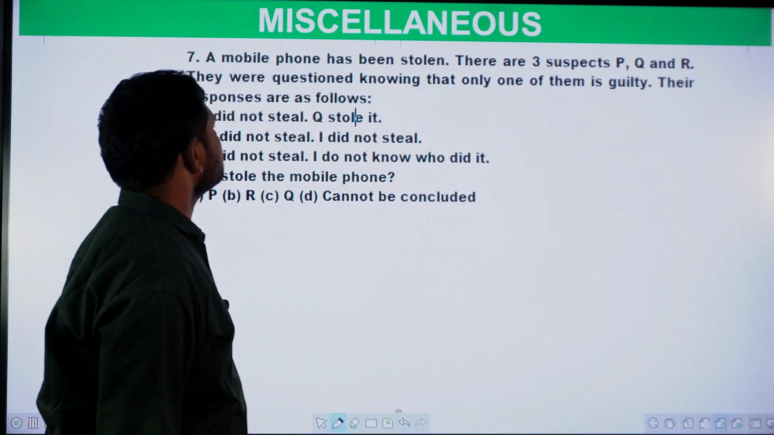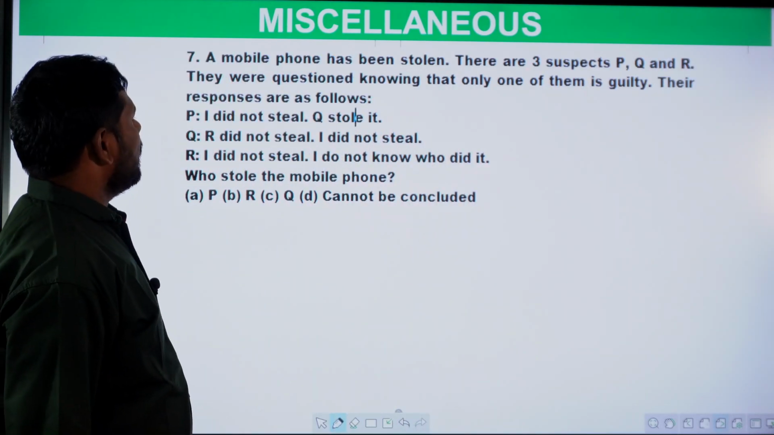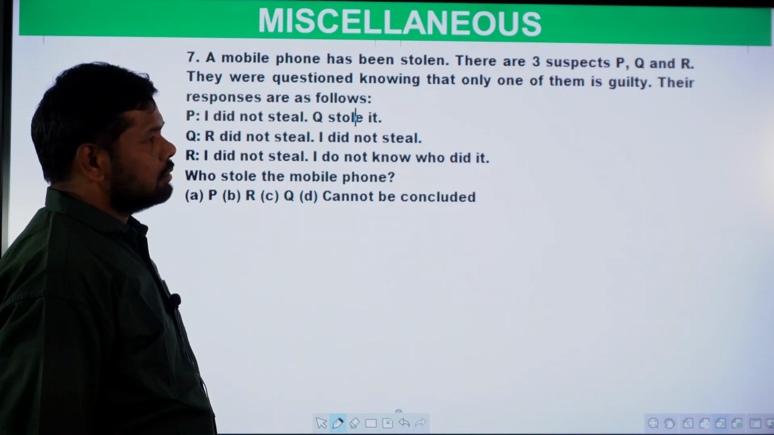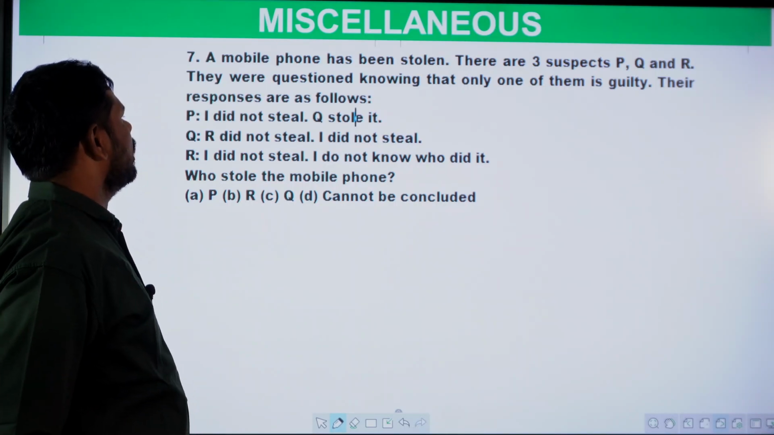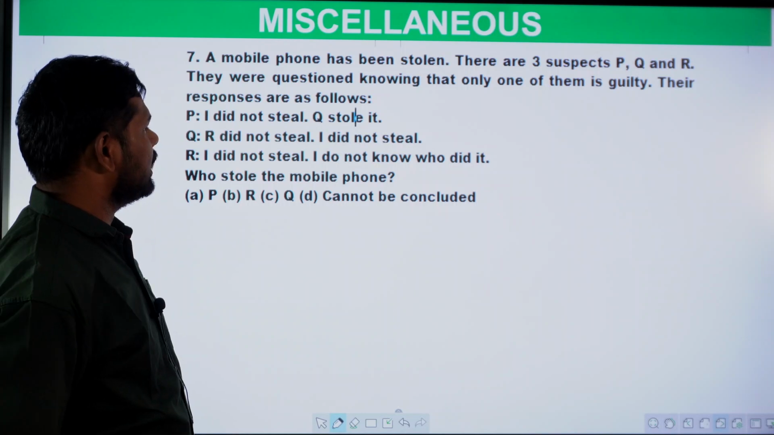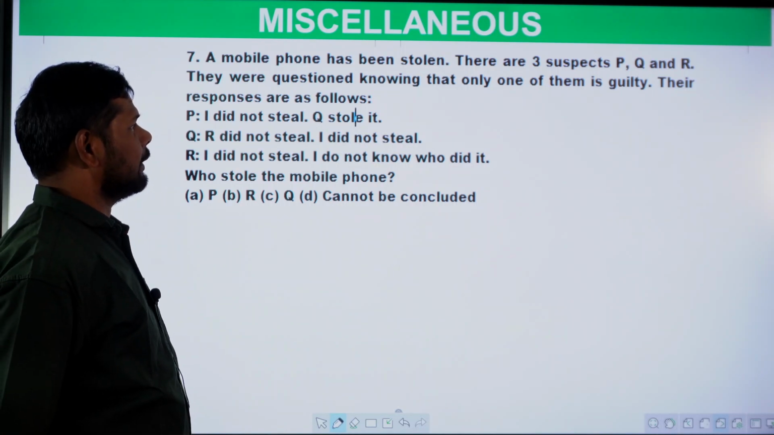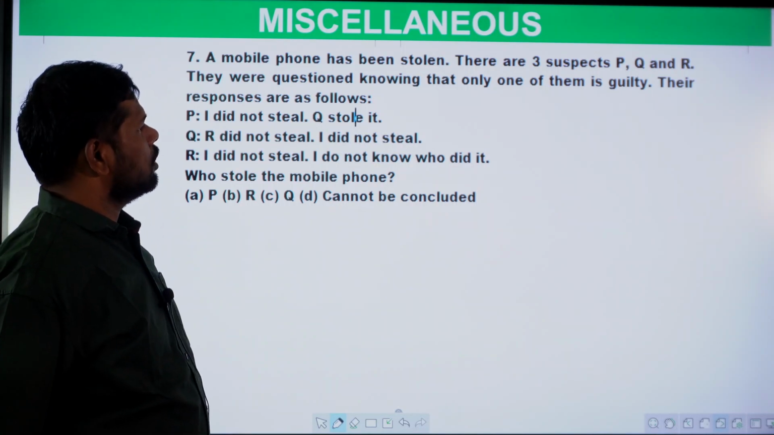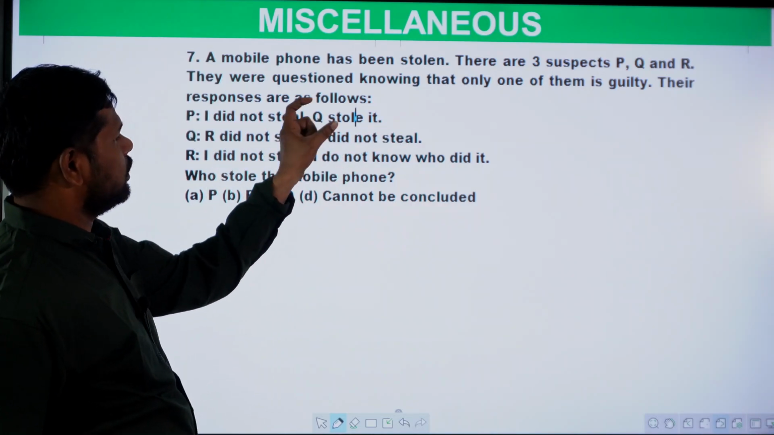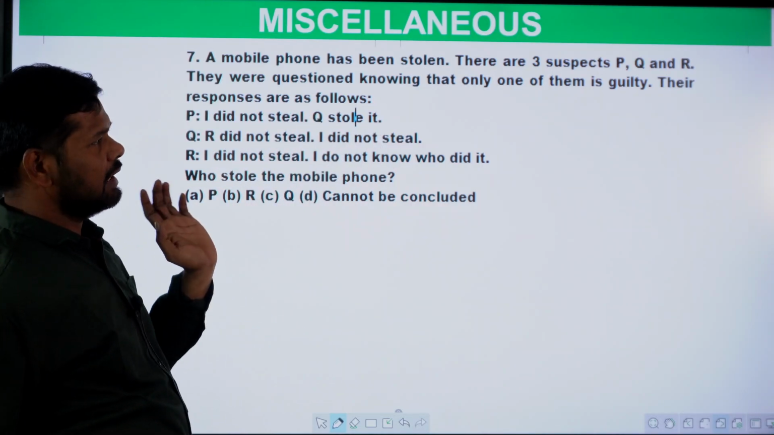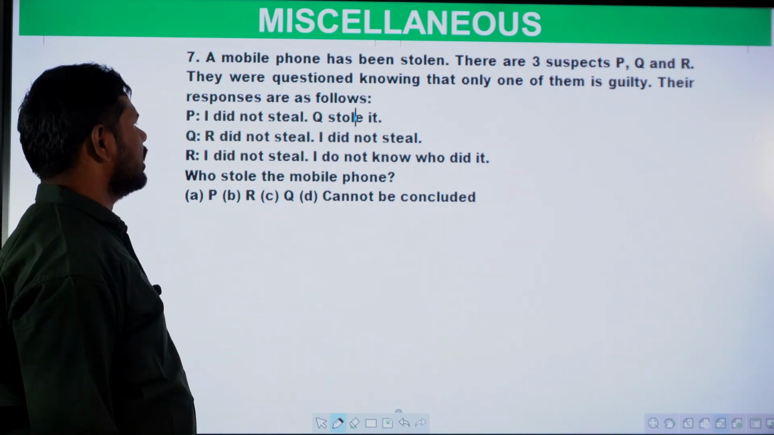Next one. A mobile phone has been stolen. There are 3 suspects, P, Q and R. They were questioned, knowing that only one of them is guilty. So, clear? There are 3 suspects, P, Q, R, a mobile phone was stolen. They were questioned knowing that only one of them is guilty. Their responses are like this.